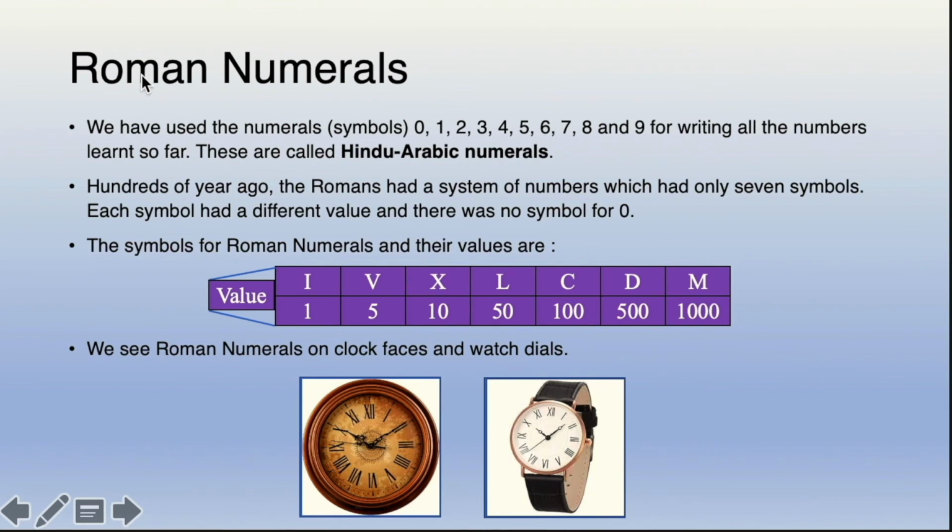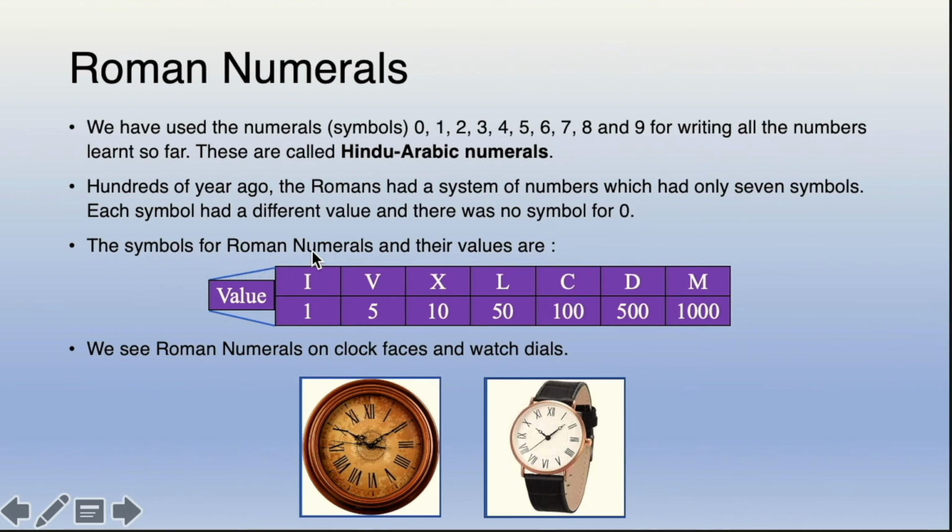Now, Roman numerals. So, we have used the numerals, that is the symbols, the single digit numerals or the digits 0 to 9 for writing all the numbers learned so far, and these are called Hindu-Arabic numerals. Now, hundreds of years ago, the Roman people had a system of numbers which had only 7 symbols. Each symbol had a different value and there was no symbol for 0.